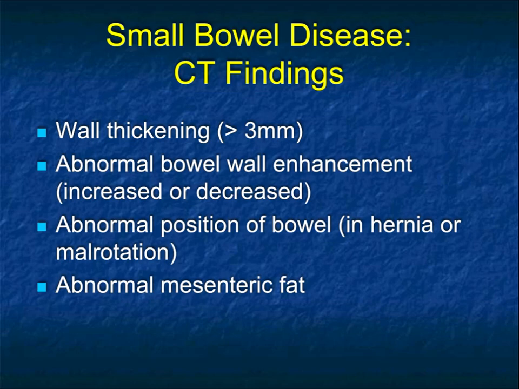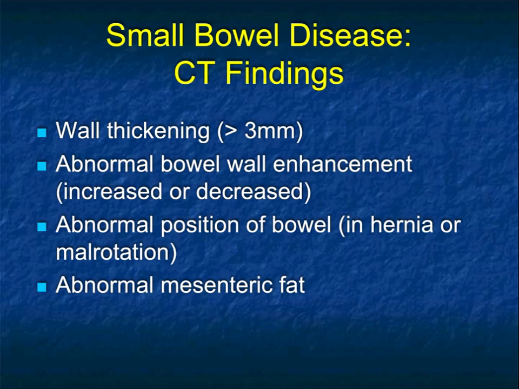Wall thickening typically means over 3 millimeters, which means if I see a wall, it's probably thickened. We look for bowel enhancement. Is it increased or decreased? And this is much easier to see when you have water as a contrast agent, which is why water is ideal, or VoLumen or its equivalent, when you're doing dedicated small bowel studies. We look for positioning of the bowel, whether it's in a hernia, internal or external hernia. We look for malrotation, all things that can lead to bowel obstruction.